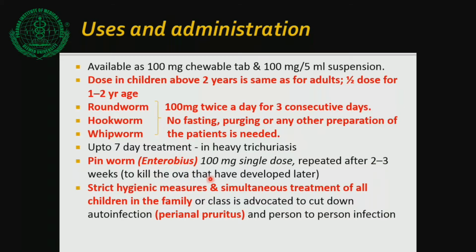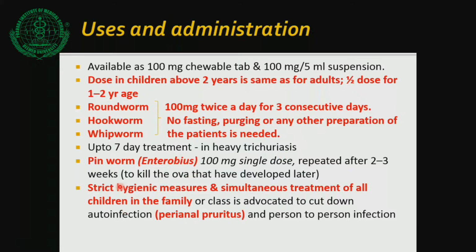Why? To kill the ova that have developed later. Okay, so ova may develop after 2 to 3 weeks. So first we will kill the adult worm, and after 2 to 3 weeks we will kill the ova. So this is specific to Enterobius vermicularis. And remember, in Enterobius vermicularis, mebendazole is preferred rather than albendazole. This is the exception. Even in Trichuris trichiura also. So in these two infestations, mebendazole is preferred.